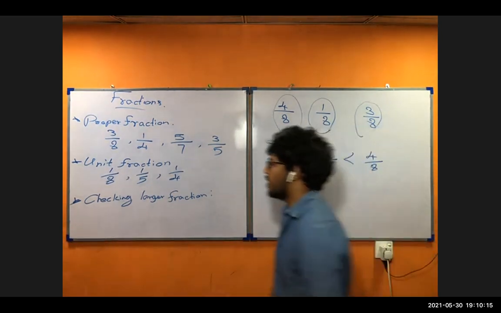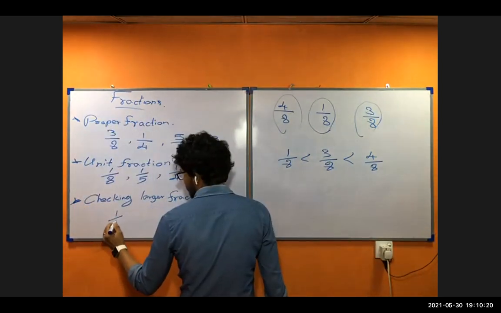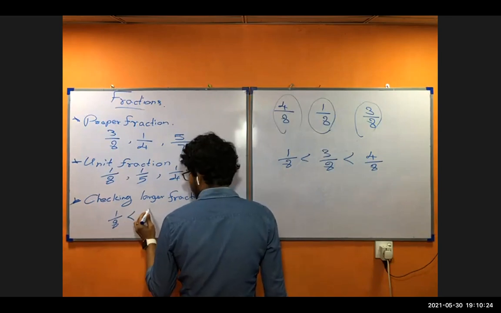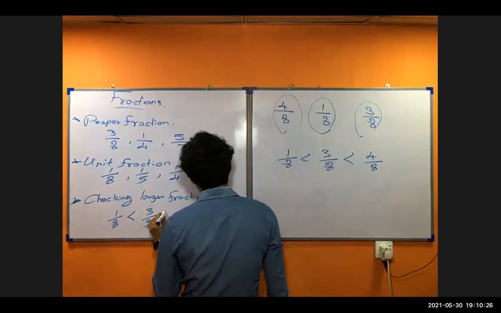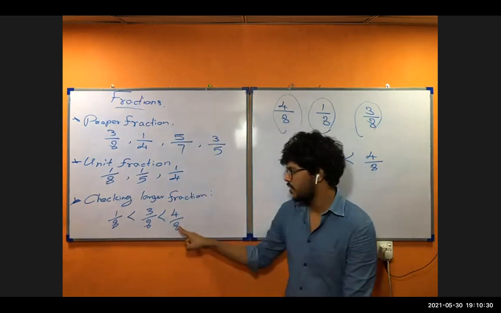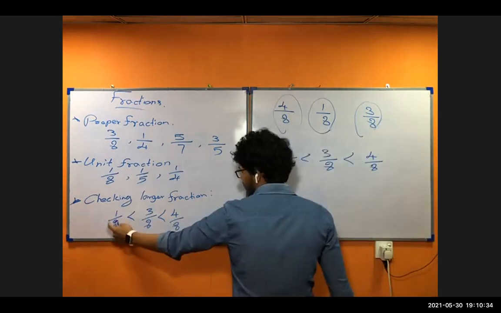That is only if the denominators are the same. Let me write it here. If the denominators are the same, there's no problem. It will go with the numerator. You just have to check the numerator. So 1, 3, 4, normal numbering order.